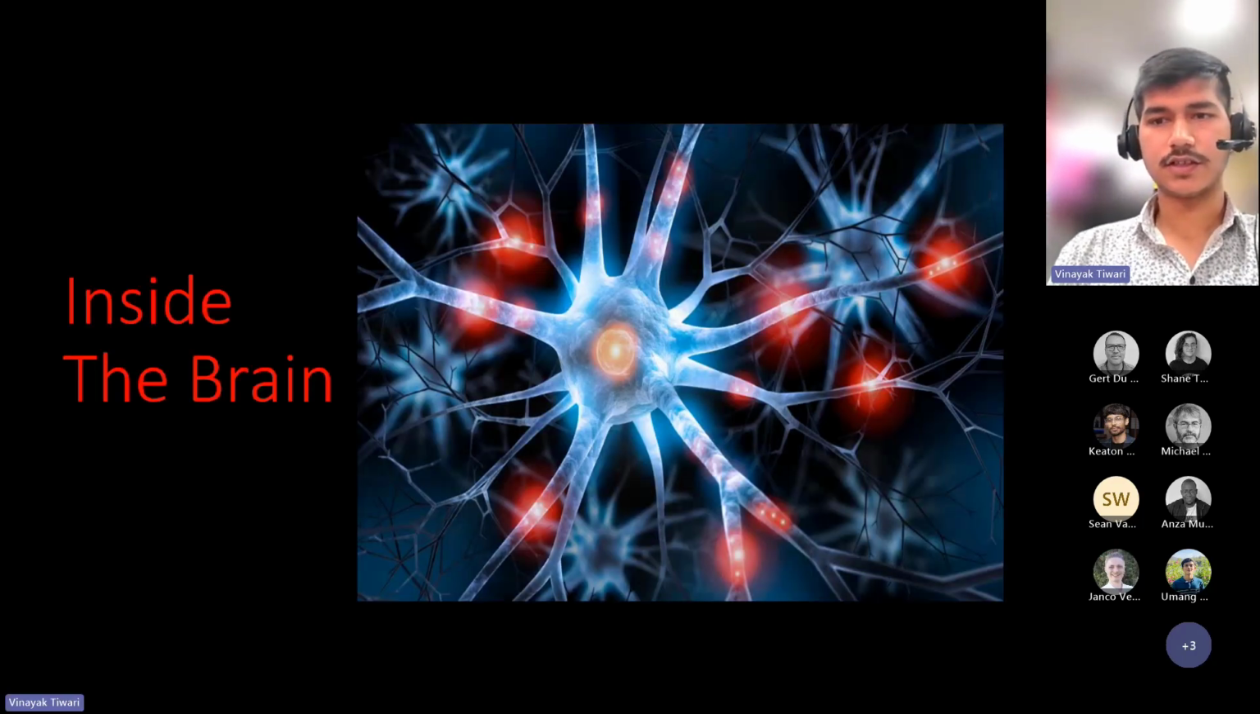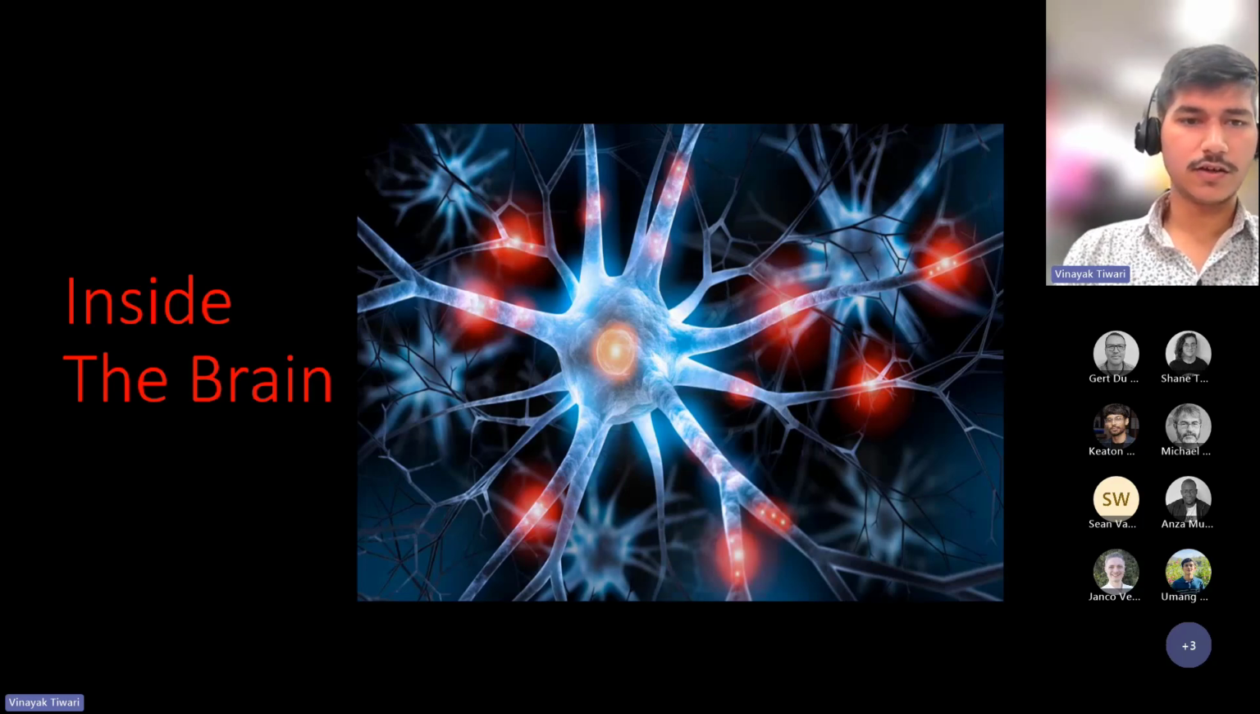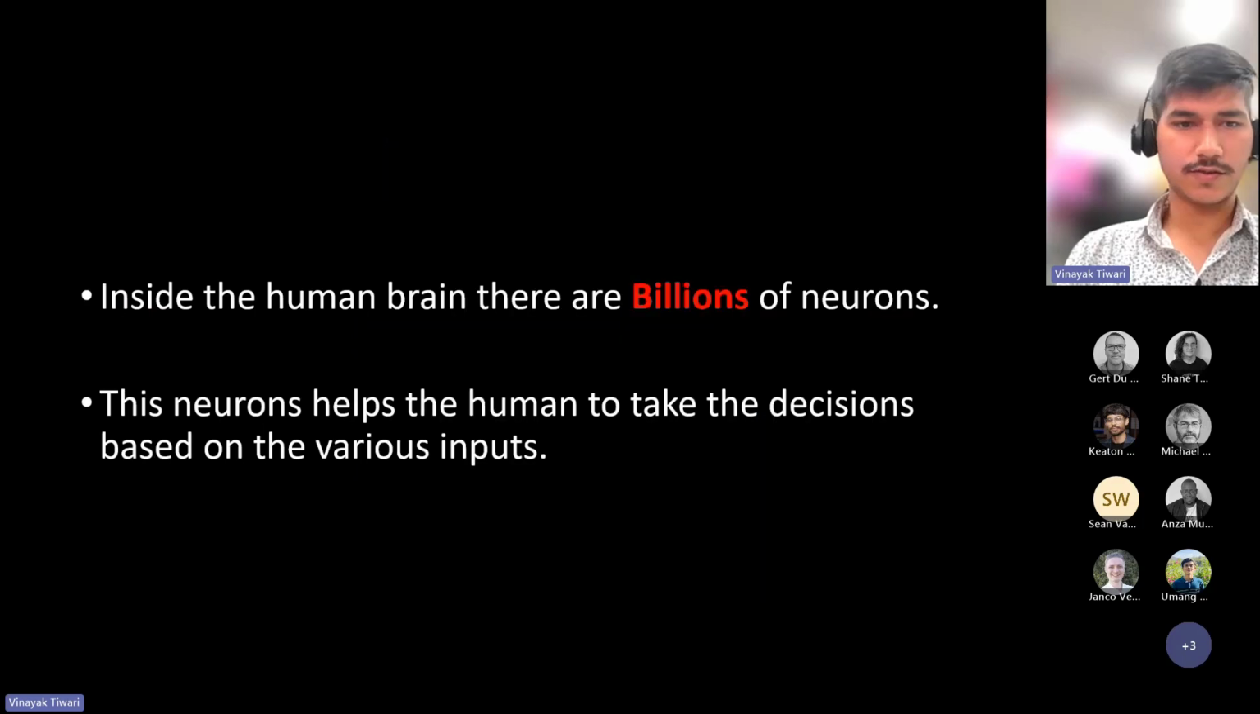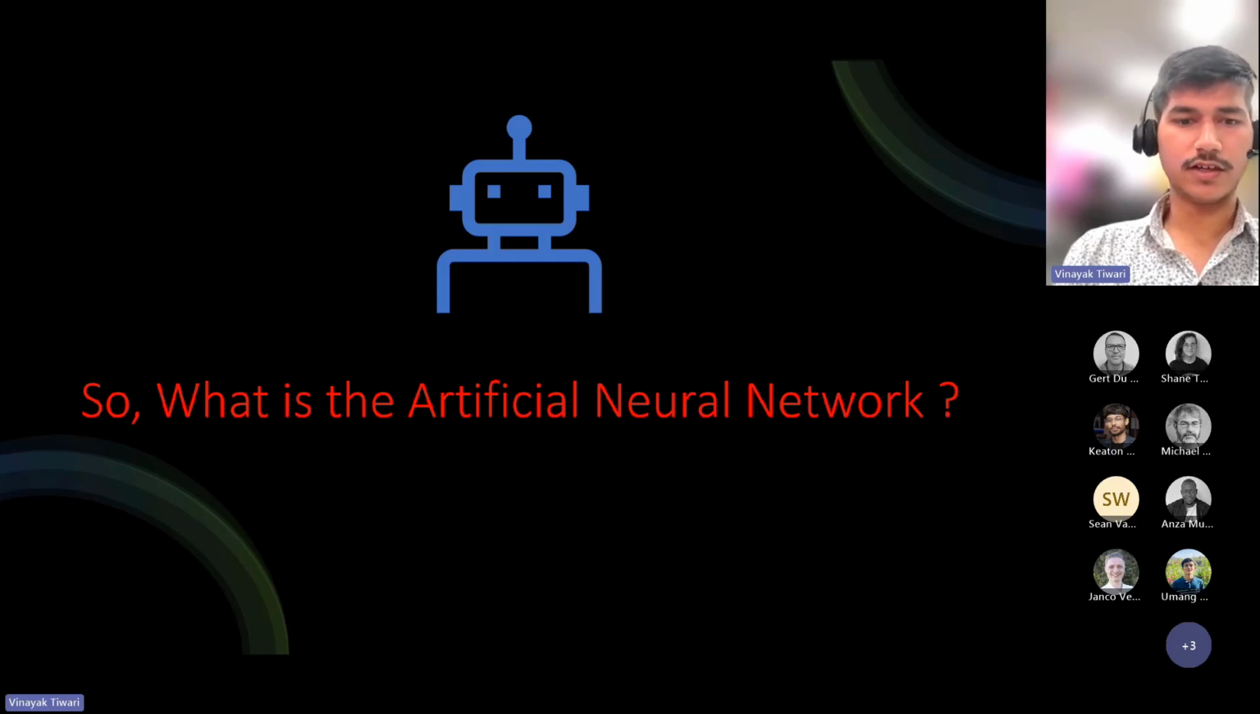So this is the picture of how the brain looks from the inside. As you all can see, the blue part is what the neuron is called. So let's see what the neuron is. Inside the human brain, there are 100 billion neurons. In a mature human brain, there are approximately 100 billion neurons. These neurons help the human to take decisions based on the various inputs that are fed into the brain. So let's see what the artificial neural network is and whether it is connected with the human brain or not.